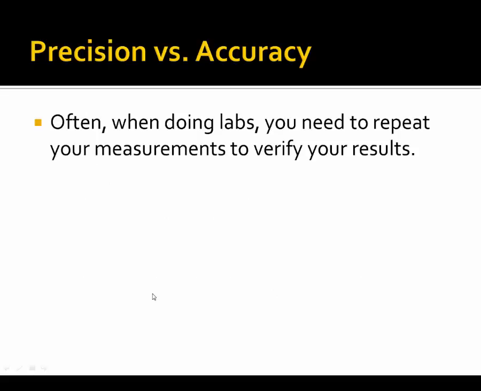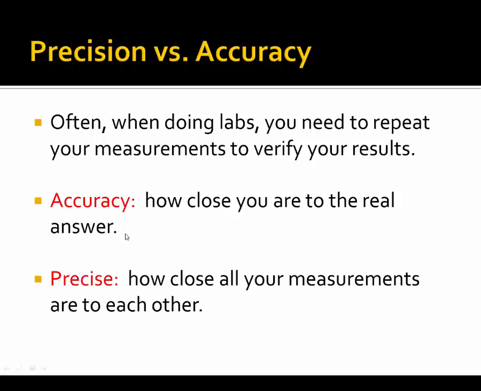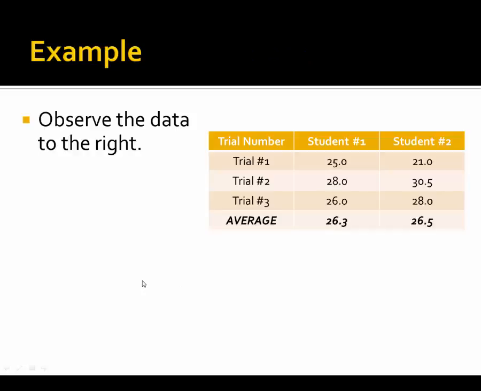Let's talk about precision versus accuracy. Often when doing labs, you need to repeat your measurements to verify your results. Accuracy is how close you are to the real answer, versus being precise is how close all your measurements are to each other. Let's do an example of observing this data table right here. So look at student 1 versus student 2. Student 1 has 3 trials, student 2 has 3 trials, and their averages are written down below as 26.3 and 26.5 respectively.